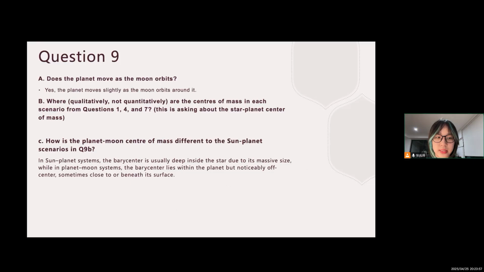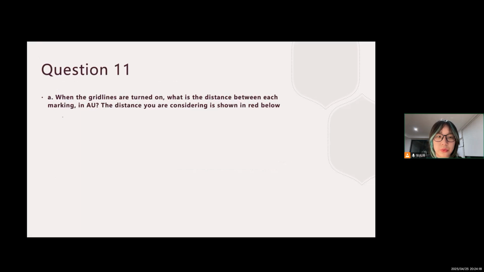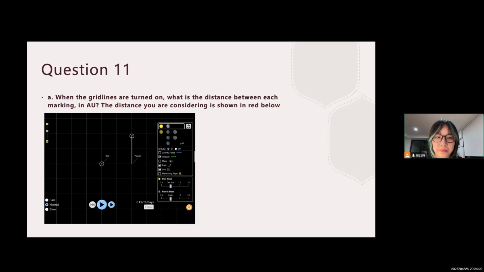So question 9c, my answer is, in Sun-planet systems, the barycenter is usually deep inside the star due to its massive size, while in a planet-moon system, the barycenter lies within the planet but noticeably off-center, sometimes close to or beneath its surface. So question 11a.